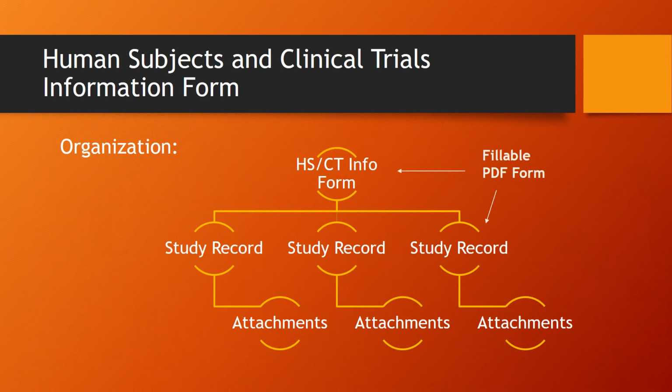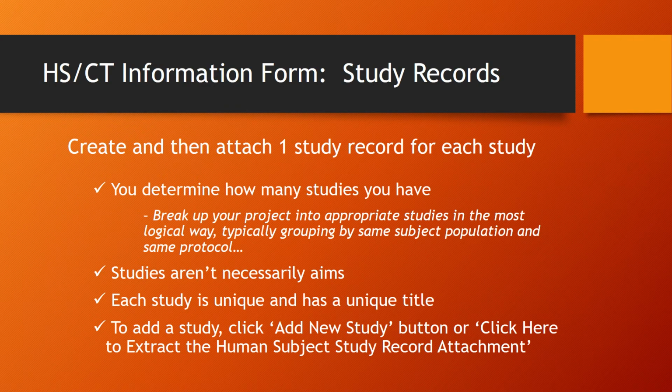So before I talk about some of the specifics, at the bottom of that Human Subjects and Clinical Trials Information form, it asks about study records. So this is after you've already checked, yes, I do have human subjects in my proposal. Then it's asking you basically to attach one study record for each study you have. And the NIH doesn't determine how many studies you have. You have to tell them how many you have. And so you have to break up your application into one or more studies.